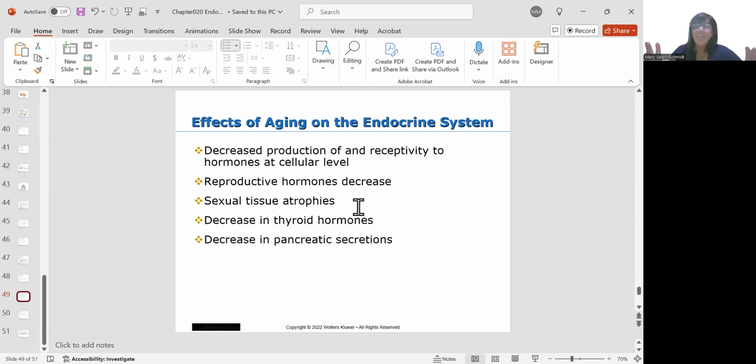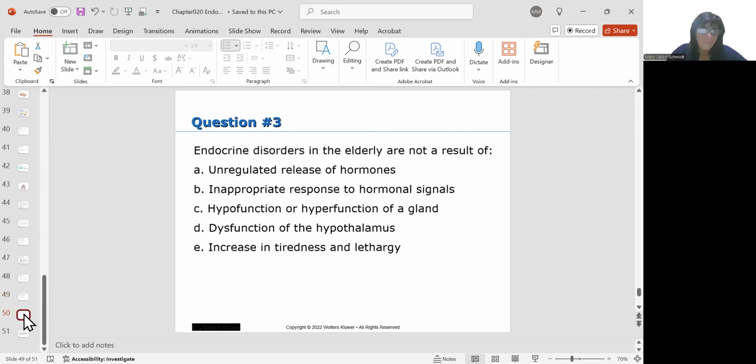Okay. And then to end this, aging, other people, not me. Aging in the endocrine system. Hormones, the development and production of hormones decrease. Reproductive hormones decrease, thyroid hormones decrease. Oftentimes you'll see people with hypothyroid issues when they get older, and decreasing pancreatic secretions, which has to do with digestion.